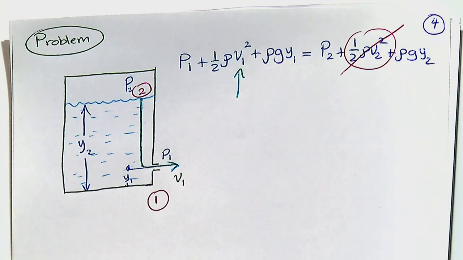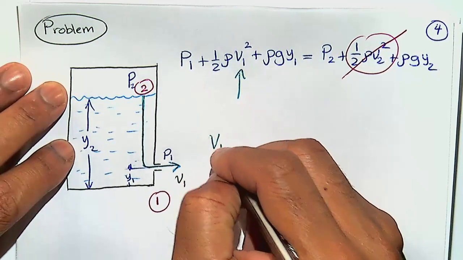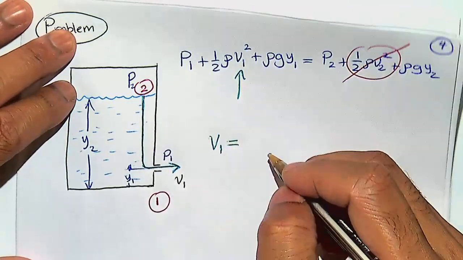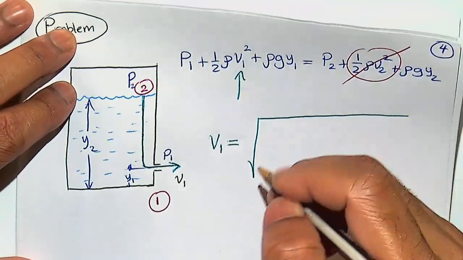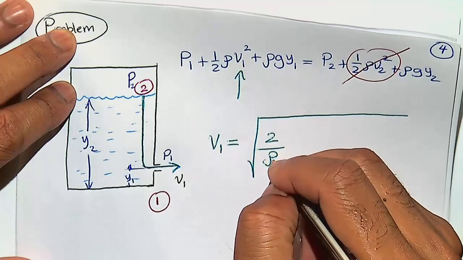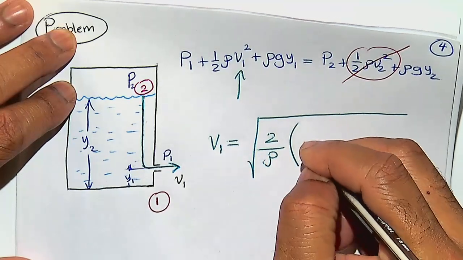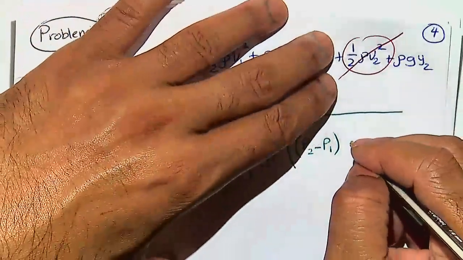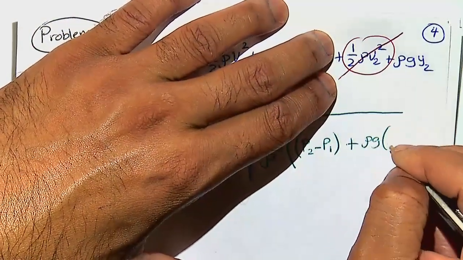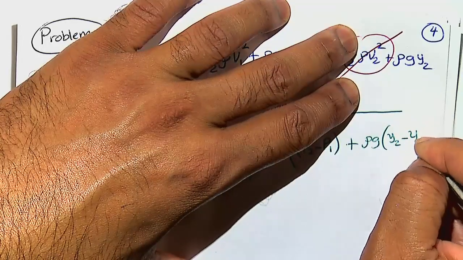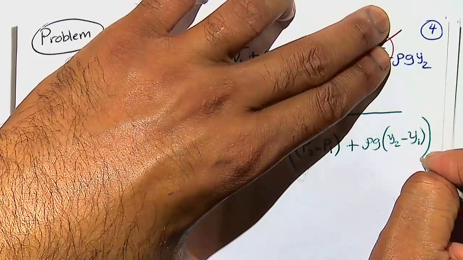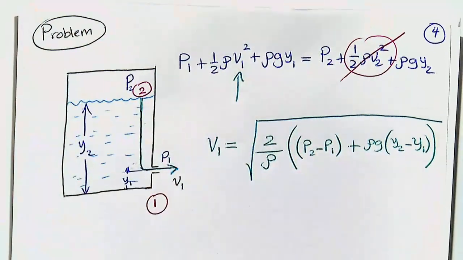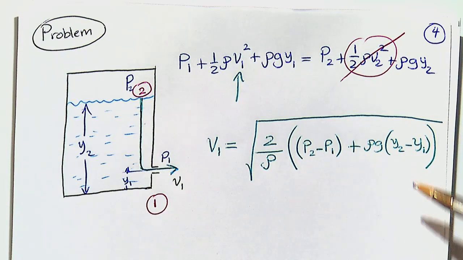If you solve for it, you'll get the velocity 1 is equal to the square root of 2 divided by rho times P2 minus P1 plus rho G Y2 minus Y1. Okay, so I'll let you do the algebra. You take this equation, solve for V1. This is what you should get.